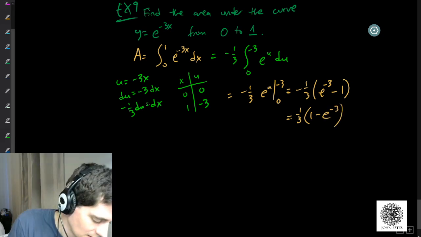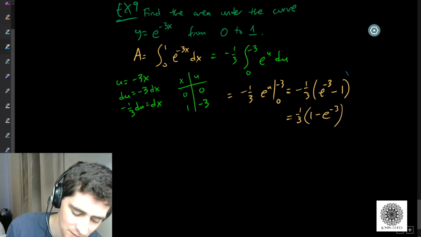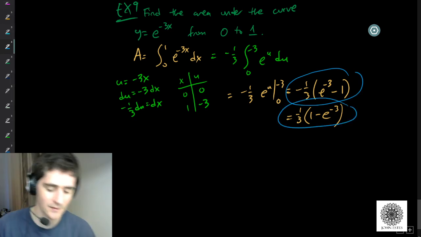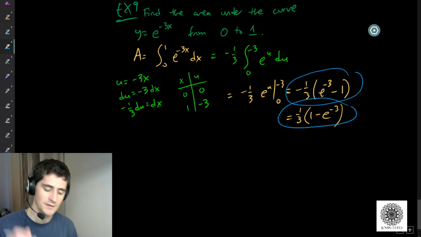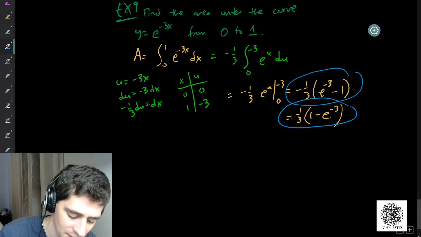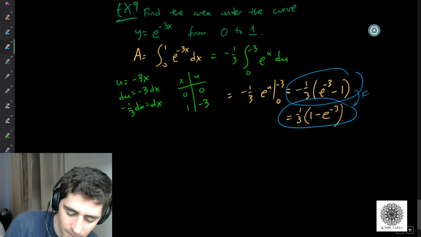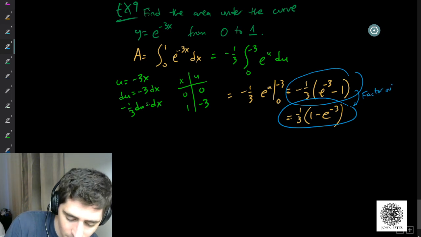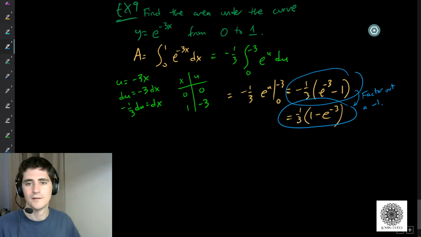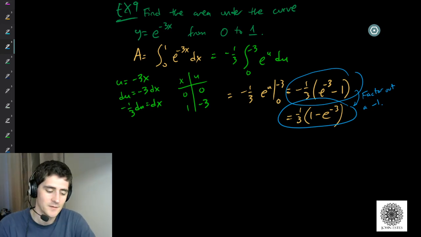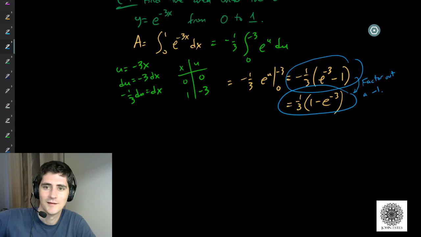Okay, so actually, I would accept either one of these answers. I would accept that. I would accept that. They're the same thing. All I did was, again, factor out a negative going from the top to the bottom. All right, I hope that helps. I hope this makes sense.